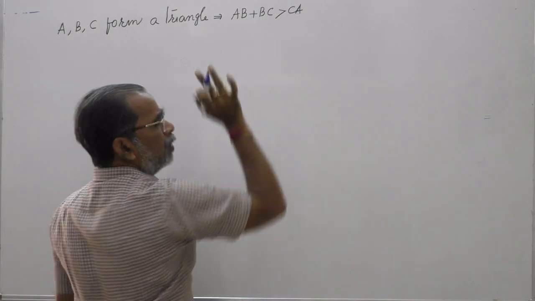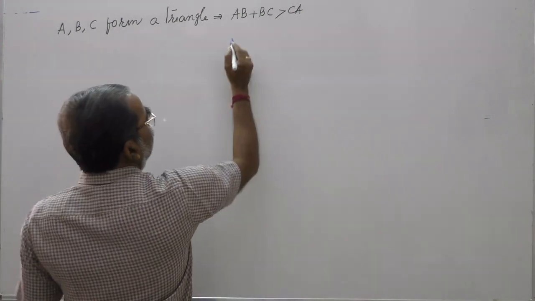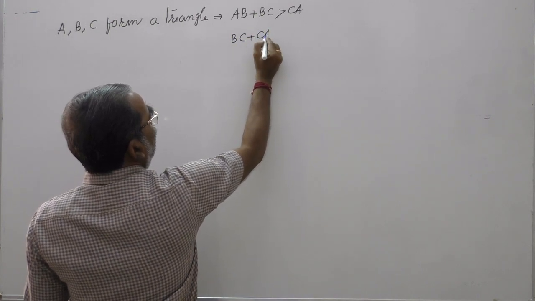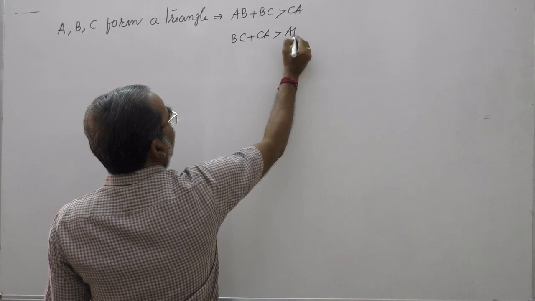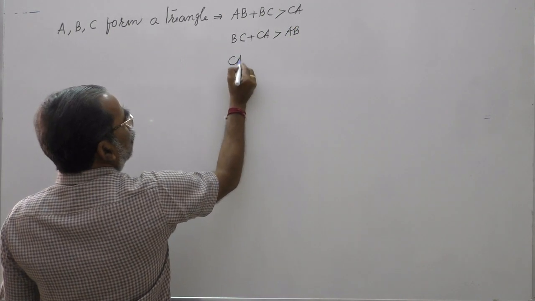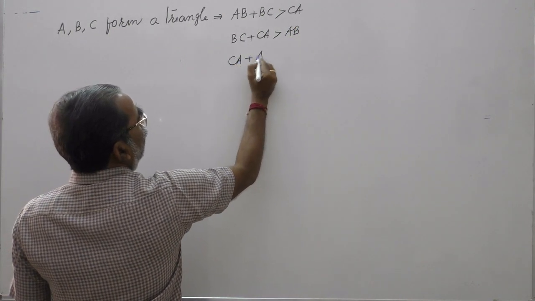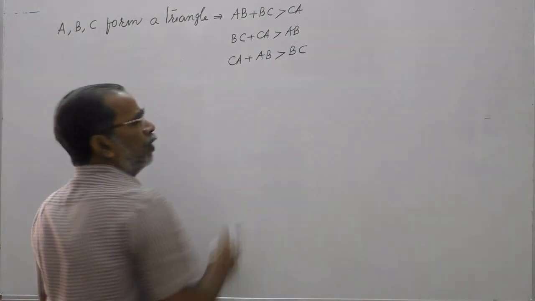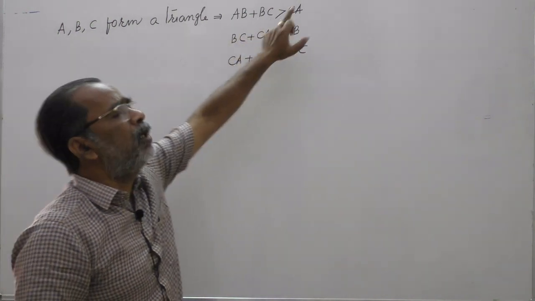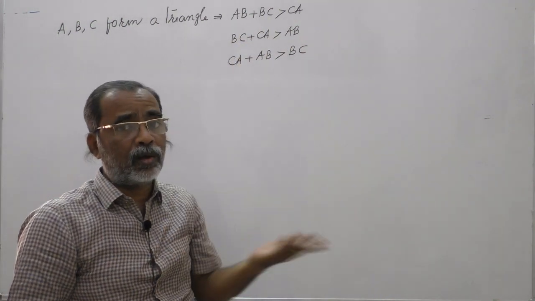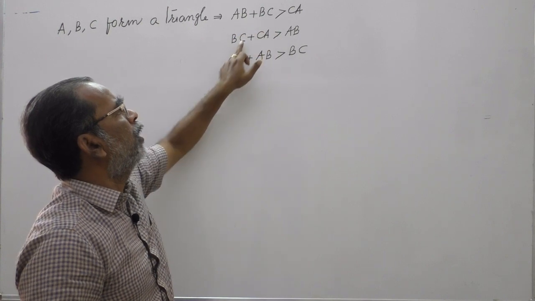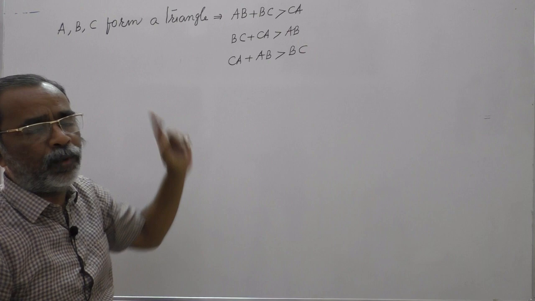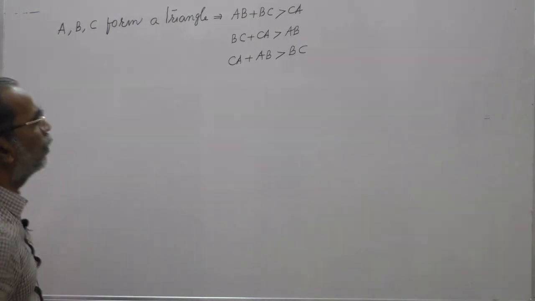That is, AB plus BC should be greater than CA, BC plus CA should be greater than AB, and CA plus AB should be greater than BC. If AB plus BC is equal to AC, then they are collinear. If the sum of any two sides is greater than the third side, then only the 3 points form a triangle.